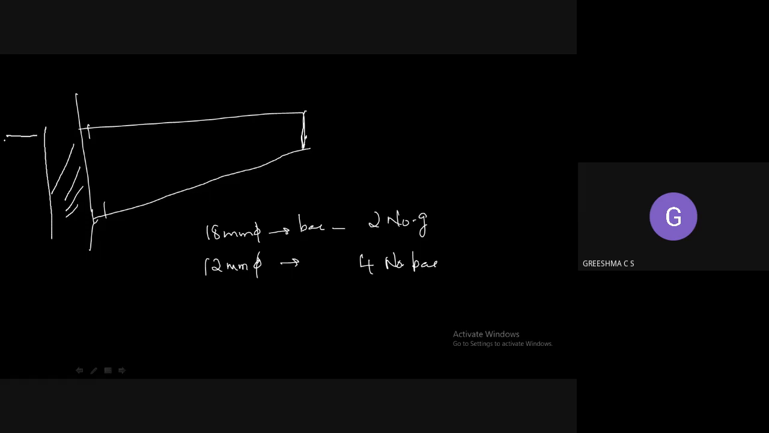If you take the section like this, you are providing 4 number of bars. Here the thickness is very less. But 4 number of bars we can give only 2 number of bars at this portion. Here the depth is around 450. Depth of 450 we can provide 4 number of bars. But here the depth is only 150. The 4 number of bars will accommodate here.